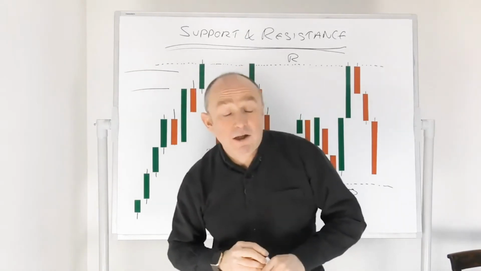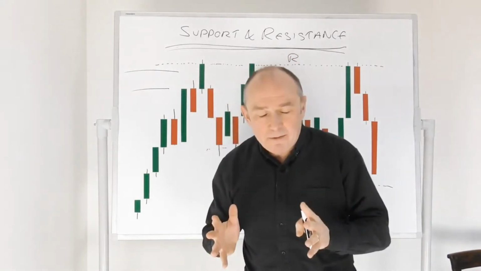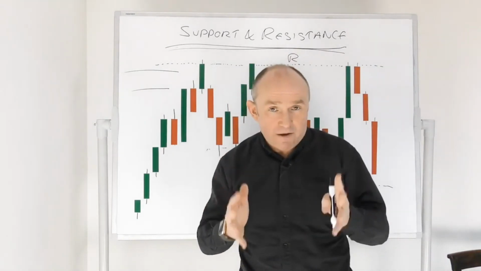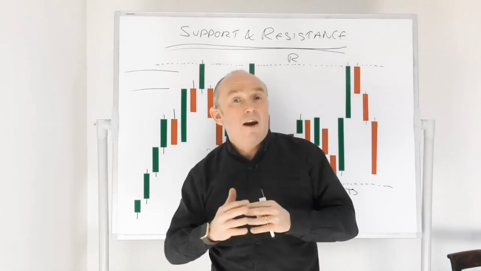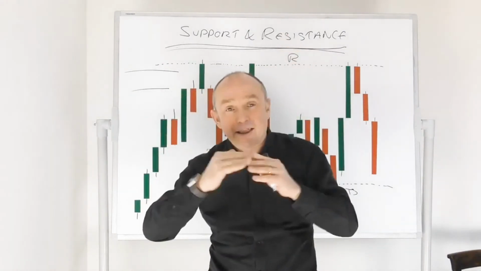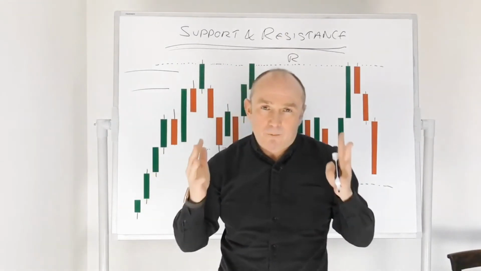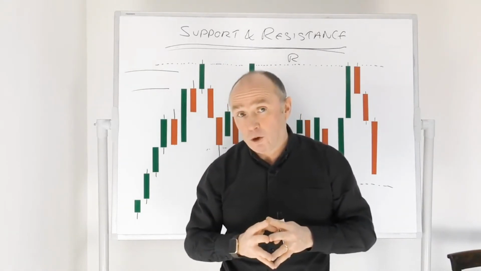Now, traders often use support and resistance to assist not only in entering trades, but also to exit trades as well, for the purpose of locking in a profit or indeed cutting a loss. And it's often the case that once a line of resistance is broken, that often becomes support as well. So old support can become resistance, and old resistance can become support.